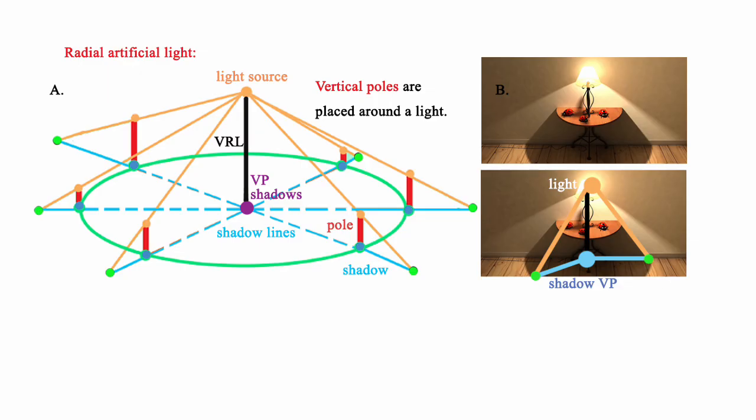The other situation where we have radial light is when the source is artificial, like a lamp. And here we have the light source. This time, instead of being on eye level, the vanishing point is on the ground, and it's usually not on eye level. I put several vertical poles around this light source, and you can see that the light comes down and hits the top of them, and the shadow line goes through the bottom of them. And as a result, the shadows are different orientations, different lengths, etc.